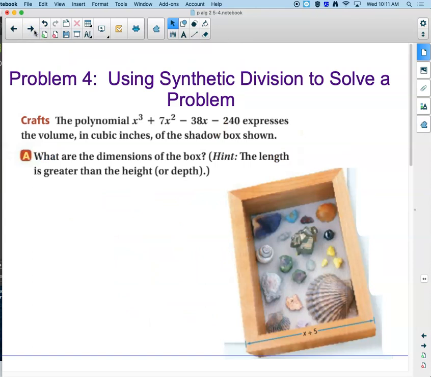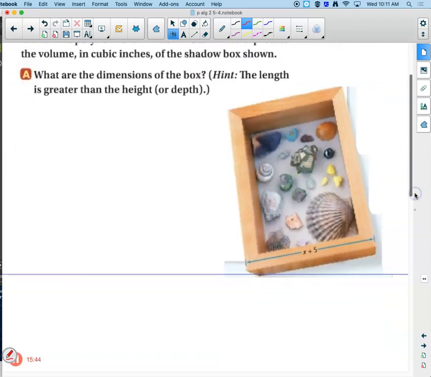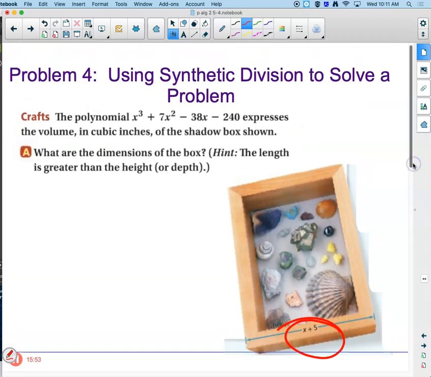The polynomial x cubed plus 7x squared minus 38x minus 240 expresses the volume in cubic inches of the shadow box shown. Now, hopefully that takes you over here where you see, oh, look, they gave me something. There's an x plus 5 over there. Now, what do they want? What are the dimensions of the box? Hint, the length is greater than the height or the depth.